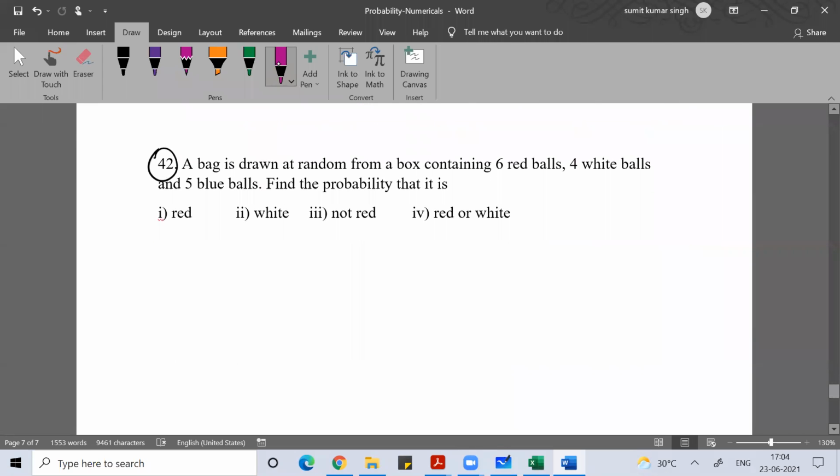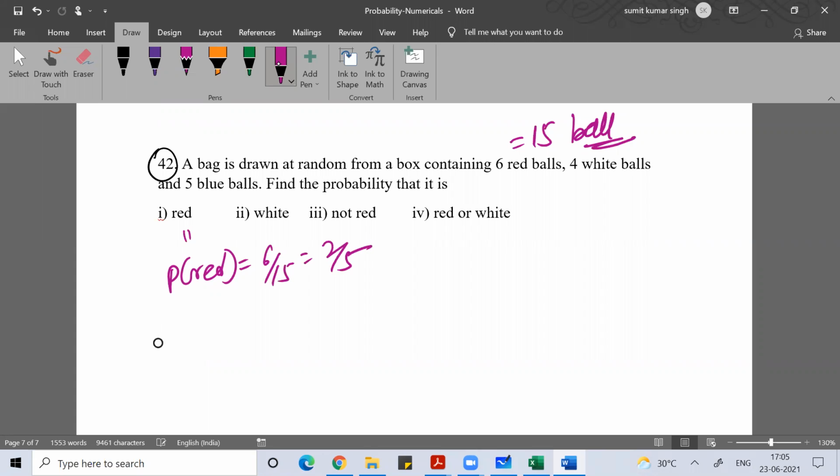See this question. If a ball is drawn at random from a box containing 6 red balls, 4 white balls, 5 blue balls. Total balls are 15, right? You pick one ball. What is the probability that the ball is red in color? Total 6 red balls out of 15, that would be 6 by 15 or 2 by 5.